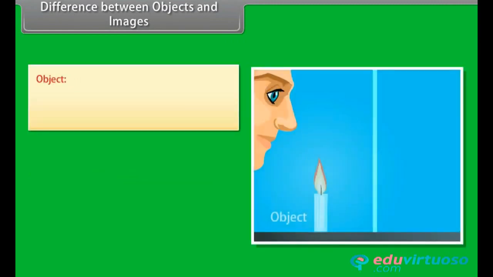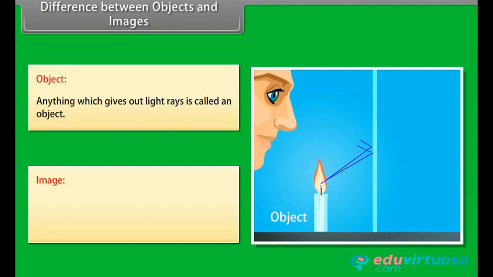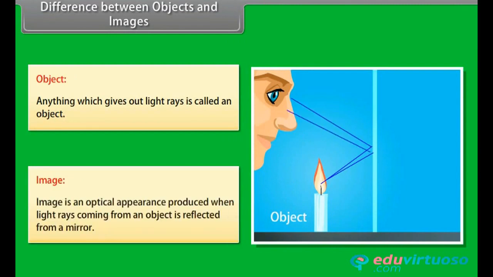Difference between objects and images. Object. Anything which gives out light rays is called an object. Image. Image is an optical appearance produced when light rays coming from an object are reflected from a mirror.